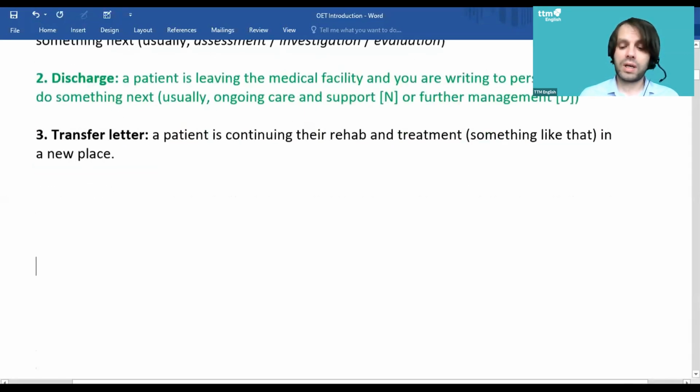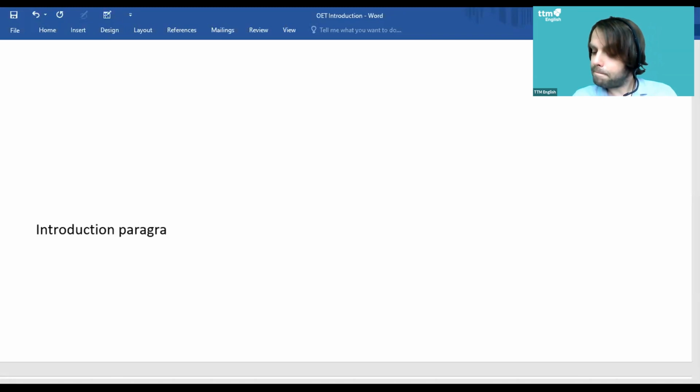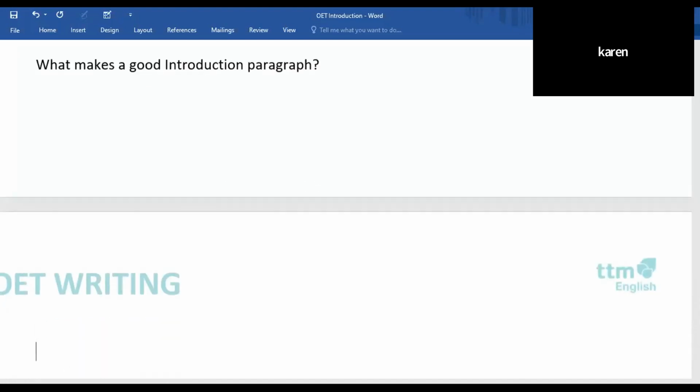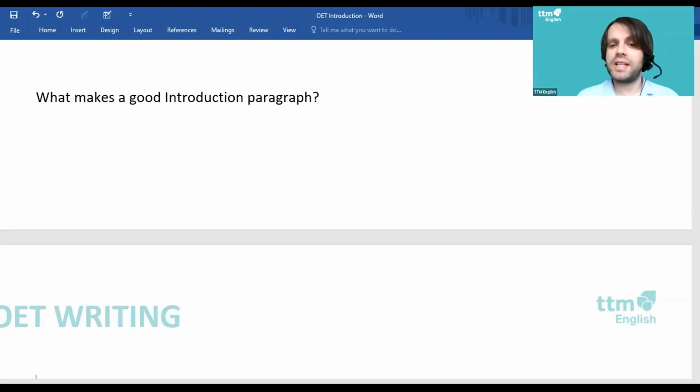Introduction paragraphs for discharge letters. What makes a good introduction paragraph? Let me ask this question to Karen. It's composed of who you are writing to, where the patient is from, the reason for the admission, and the purpose. Purpose is very, very important. We're going to see that in a second, Karen. I like that. Purpose is really, really important.